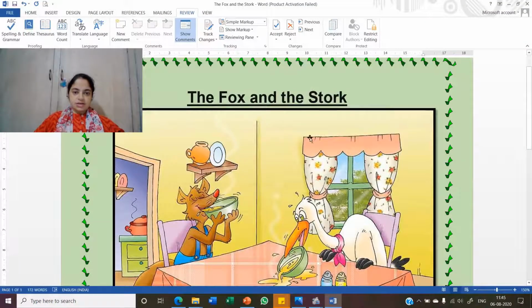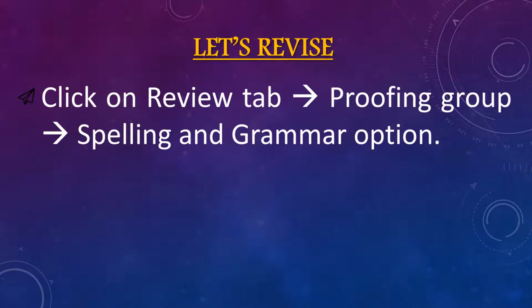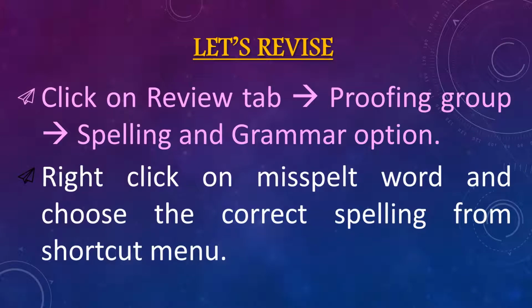Okay, now let's see how to use. I hope you understand the use of spelling and grammar feature. Now let's revise the methods. The first method that you can use to open the spelling and grammar dialog box is click on Review tab, Proofing Group, Spelling and Grammar option. And the second method is right click on the misspelled word, that means the wrong word, and choose the correct spelling from the shortcut menu.